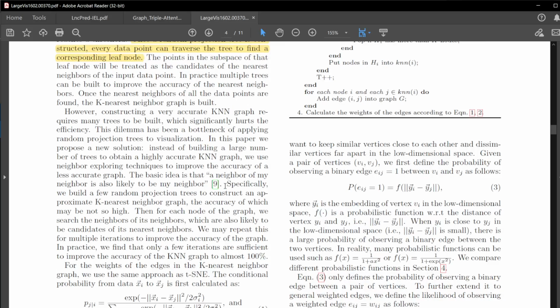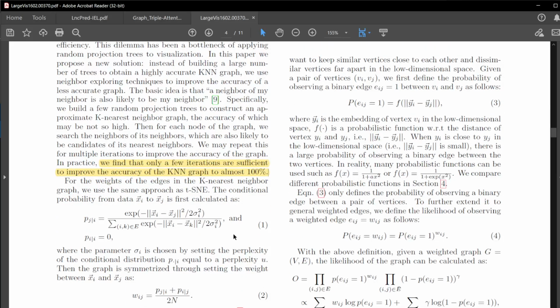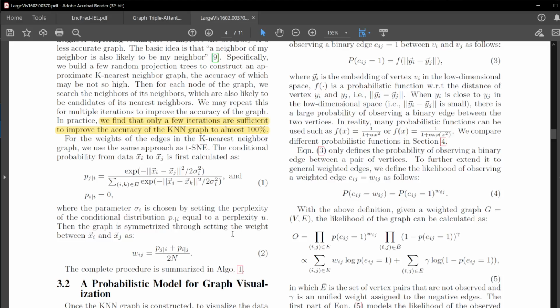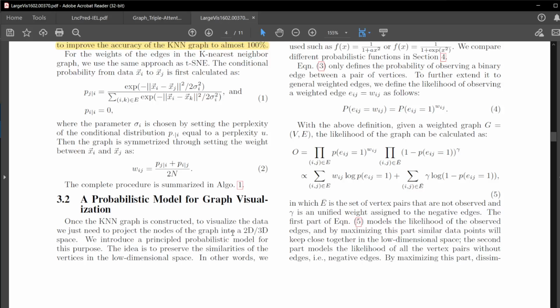For the weights of the edges in the k-nearest neighbor graph, we use the same approach as t-SNE. The conditional probability from data xi to xj is first calculated as p_{j|i} = exp(-||xi - xj||^2 / 2σ_i^2) / Σ_k exp(-||xi - xk||^2 / 2σ_i^2), and p_{i|i} = 0, where the parameter σ_i is chosen by setting the perplexity of the conditional distribution p_{.|i} equal to a perplexity u. Then the graph is symmetrized through setting the weight between xi and xj as w_ij = (p_{j|i} + p_{i|j}) / 2n. The complete procedure is summarized in algorithm 1.